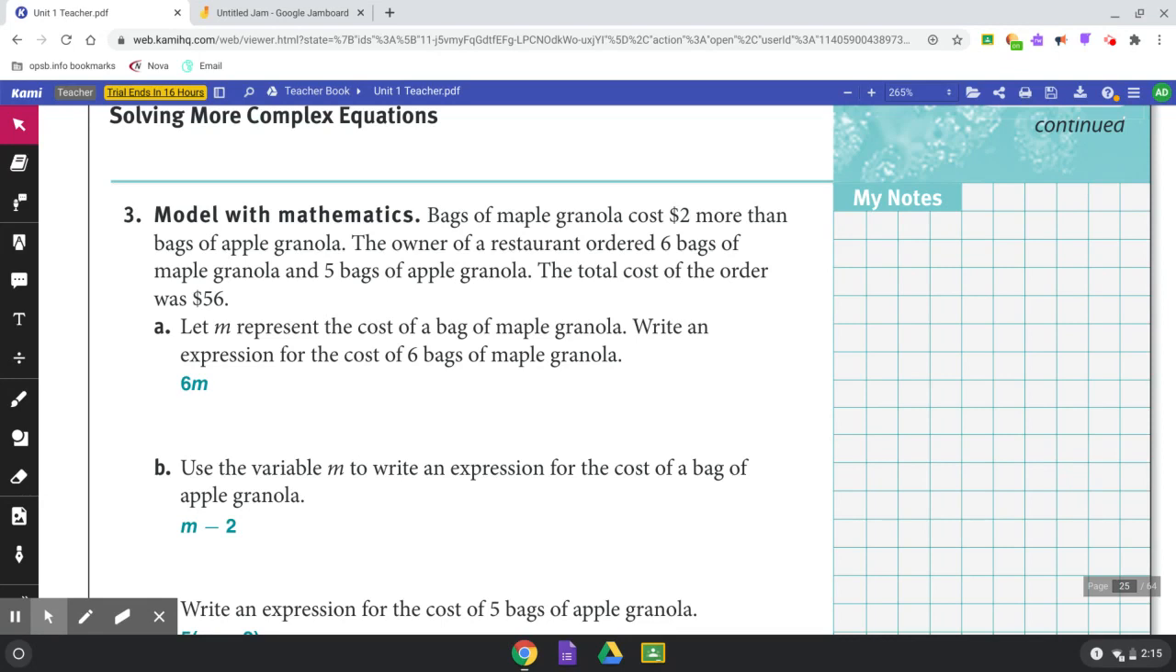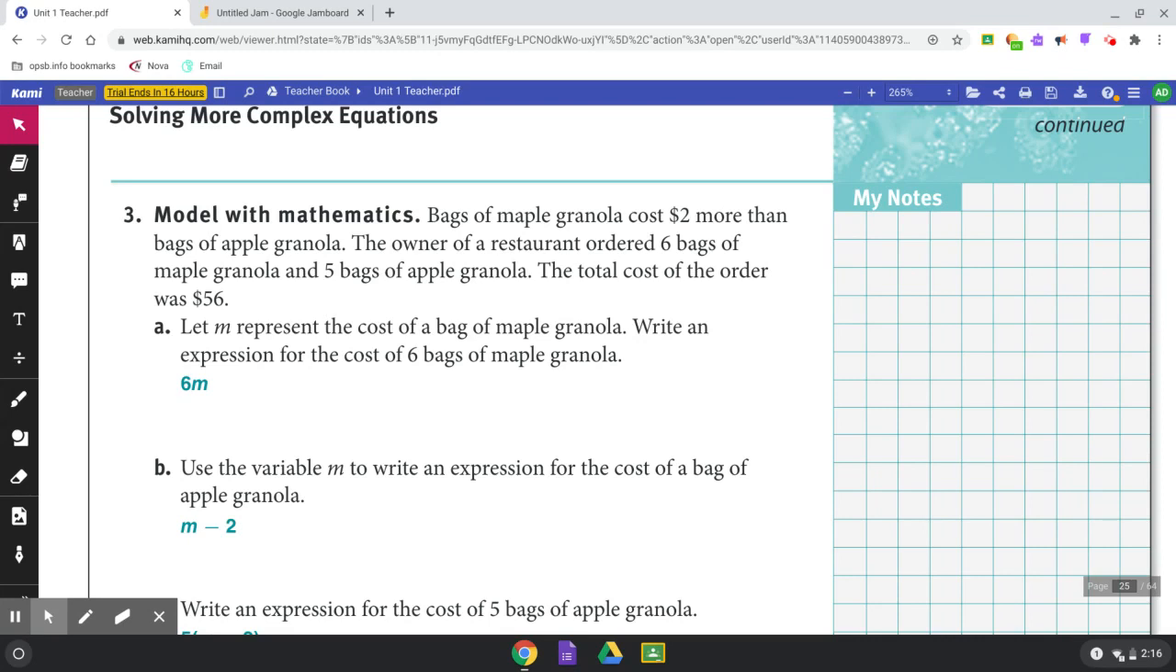Let M represent the cost of a bag of maple granola and write an expression for the cost of 6 bags of maple. Well, if M represents the cost of maple and I want to write an expression for the cost of 6 bags, it's just going to be 6 bags times M, the cost. So 6M, 6 bags of granola times M cost of each bag, 6M.